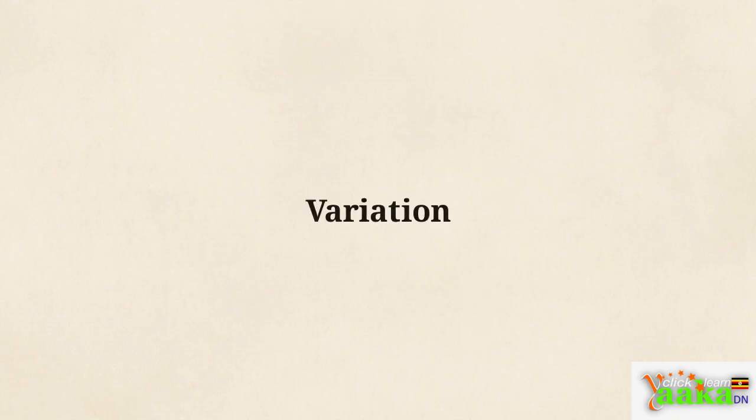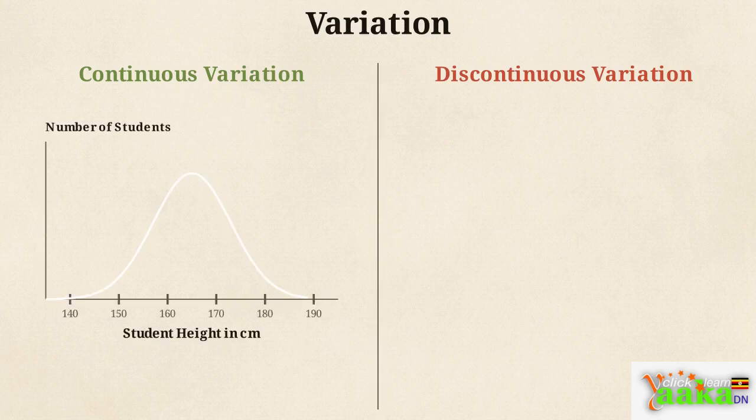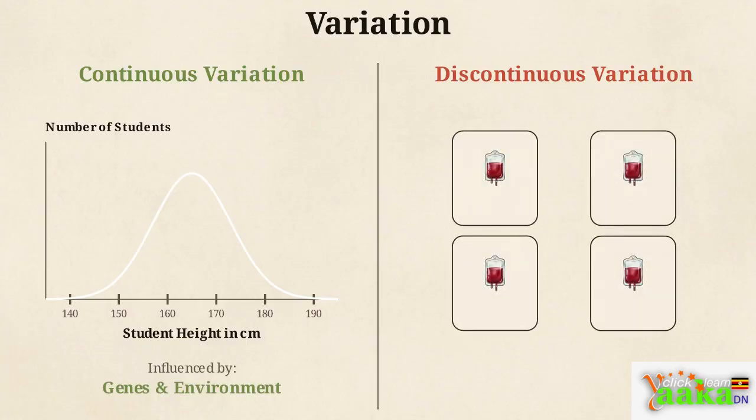This split-screen diagram shows the two ways differences present within a single species, which we call variation. On the left, the line graph tracks continuous variation, like human height, where traits fall along a broad spectrum influenced by both genes and the environment. On the right, we see discontinuous variation, like ABO blood groups. These are strictly distinct categories coded entirely by genetics, with no in-between states.